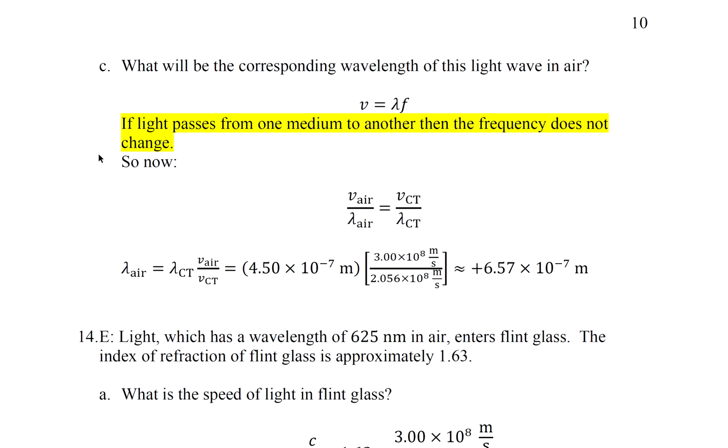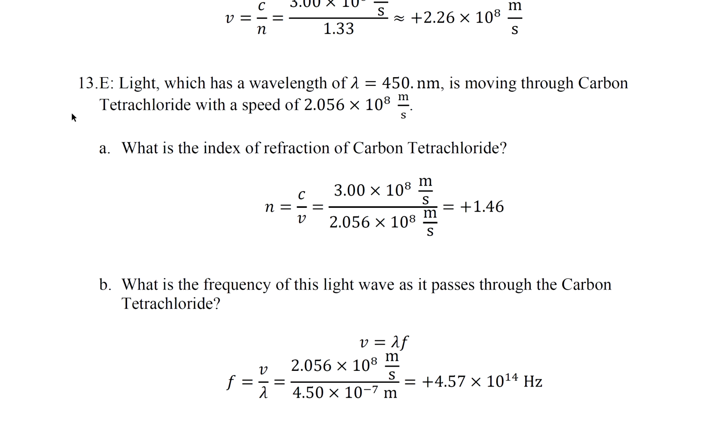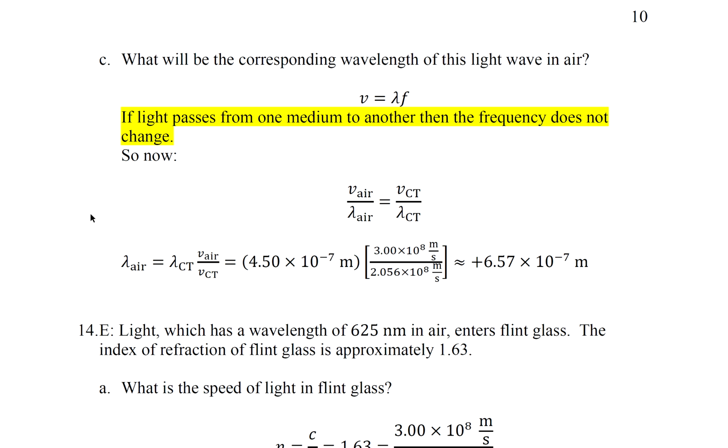Part C, what would be the corresponding wavelength of this light wave in air? So if light passes from one medium to another medium, then the frequency does not change. So it's going to be traveling from carbon tetrachloride to air. So we could say f1 equals f2. So v1 over lambda 1 equals v2 over lambda 2. And just solve for lambda air.